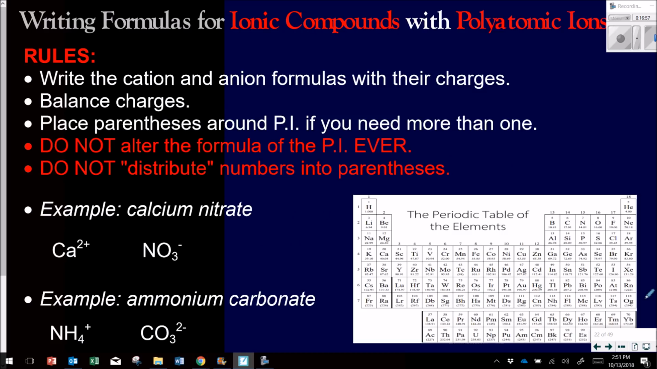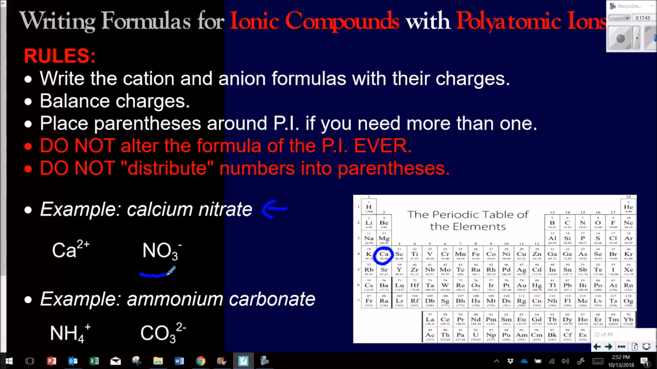Let's see how we write formulas for ionic compounds with polyatomic ions. So the first rule is to write the cation and anion formulas with their charges. In our first example, we have calcium nitrate. So we write the cation formula. Calcium is Ca with a charge of +2. And nitrate is NO3 with a charge of -1.